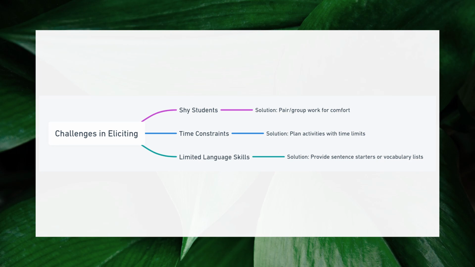Limited language skills. Students with limited vocabulary or grammar knowledge may struggle to express themselves. Solution: provide vocabulary lists or sentence starters to help students communicate. For example, if students are discussing hobbies, give them phrases like, "I like to," or "My favorite hobby is," to help them get started.